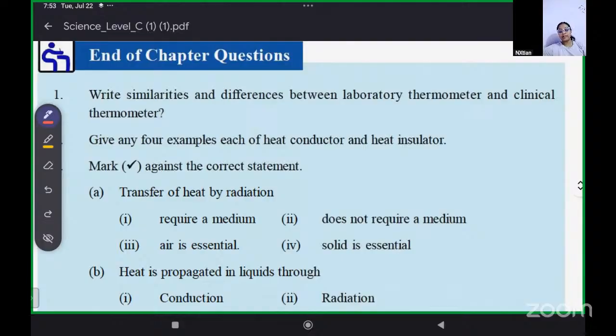Give any four examples each of heat conductors and heat insulators. Can you give me two each, Anna, Abraham?